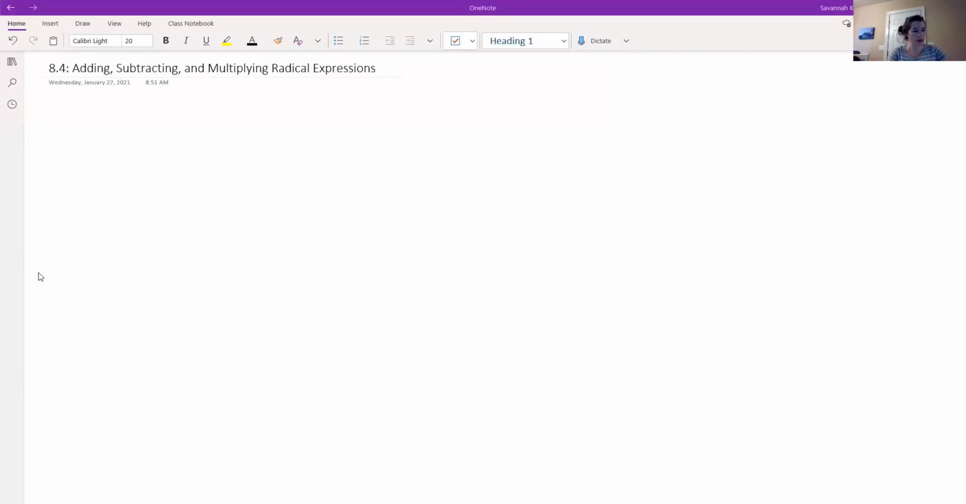All right, so let's start with 8.4, which is a short but intense section about adding, subtracting, and multiplying radical expressions. You'll notice that they leave dividing radical expressions off that list. Division always complicates things and deserves extra attention, so that's going to be covered in another section.